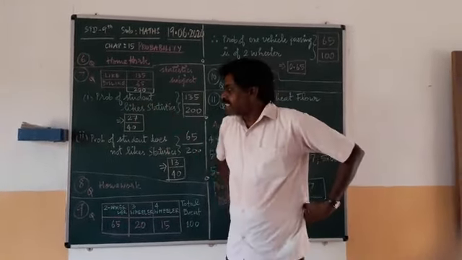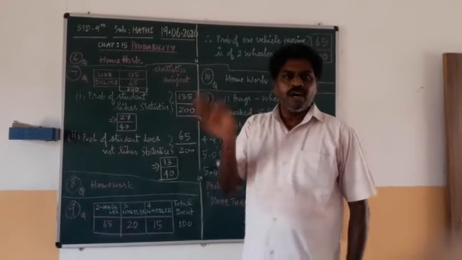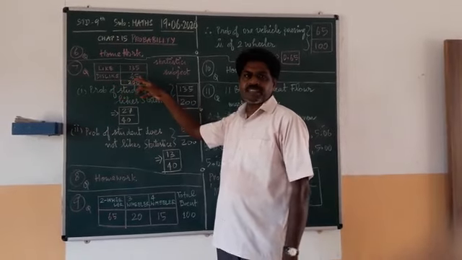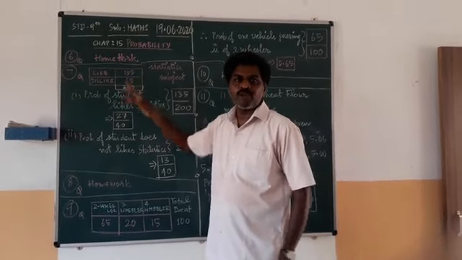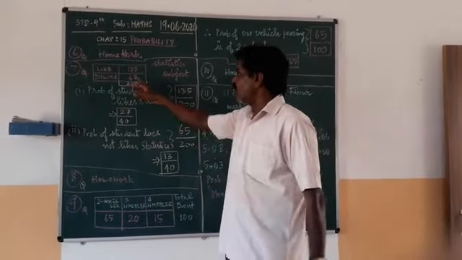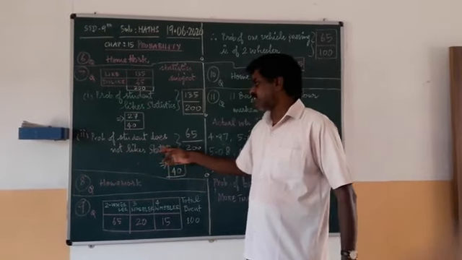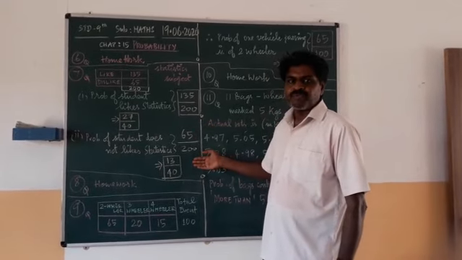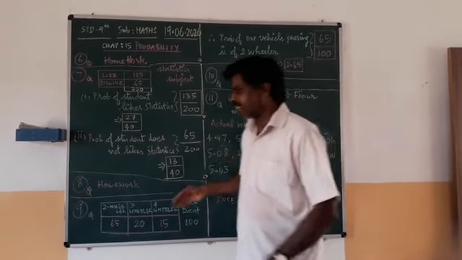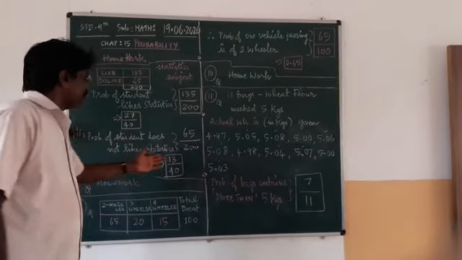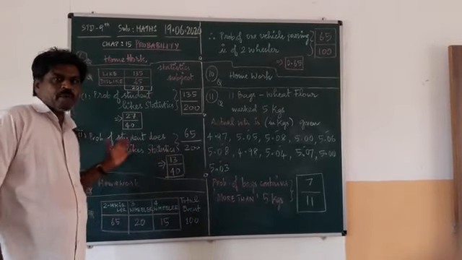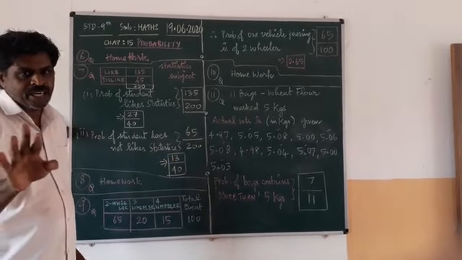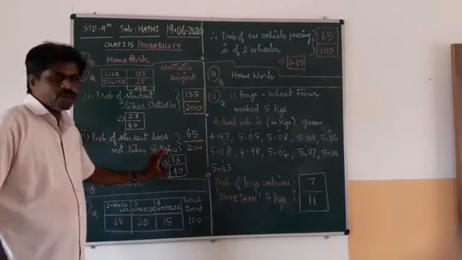Second, they are asking about those who do not like the statistics chapter. How many dislike statistics? 65 students don't like statistics. So what is the probability of not liking statistics? 65 upon 200. Once again simplify by 5: 13 upon 40. So the probability ratio is 13 upon 40. Don't divide and write in decimal. Directly write the ratio; that is enough.